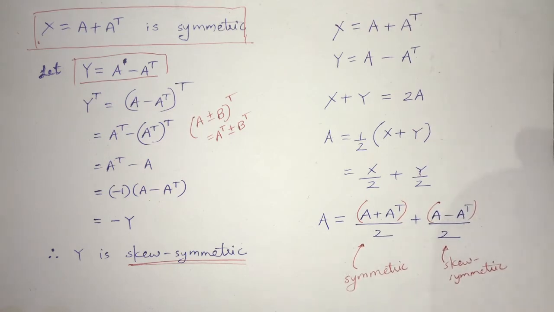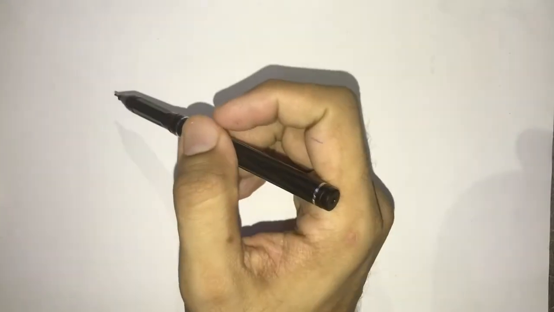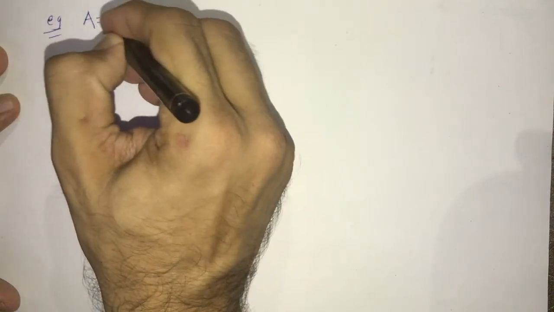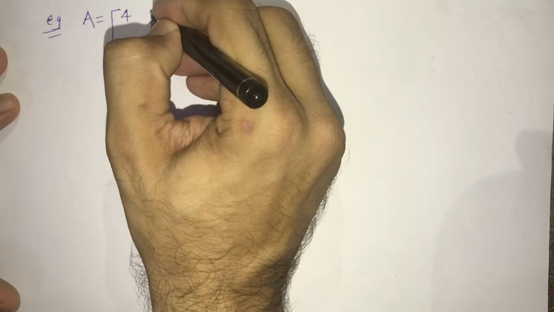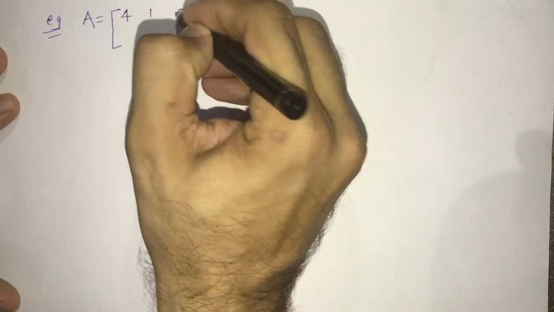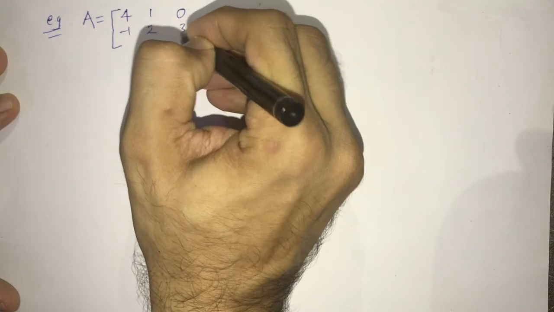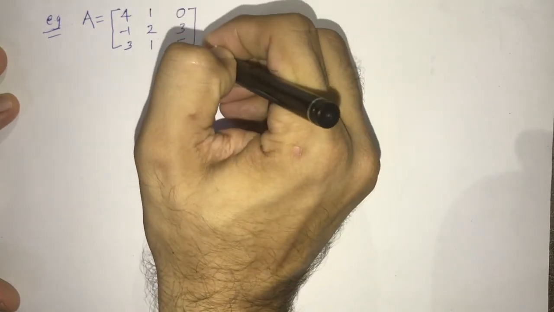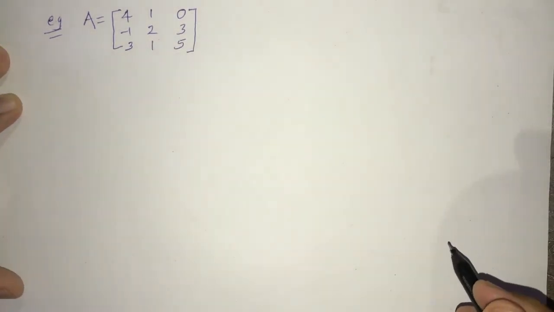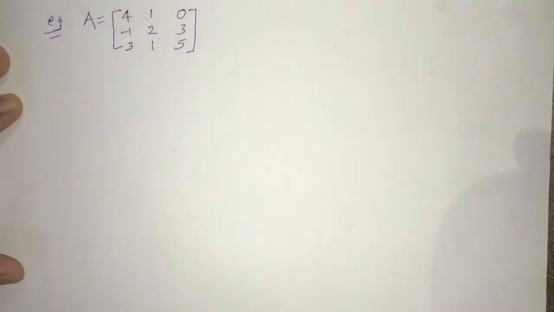Let us understand this with an example. We can take any matrix. We take any 3 by 3 matrix. Take it as 4, 1, 0, minus 1, 2, 3, 3, 1, 5. Okay, we have to take a square matrix. You can take any matrix, but it has to be a square matrix. So A is 4, 1, 0, minus 1, 2, 3, 3, 1, 5.